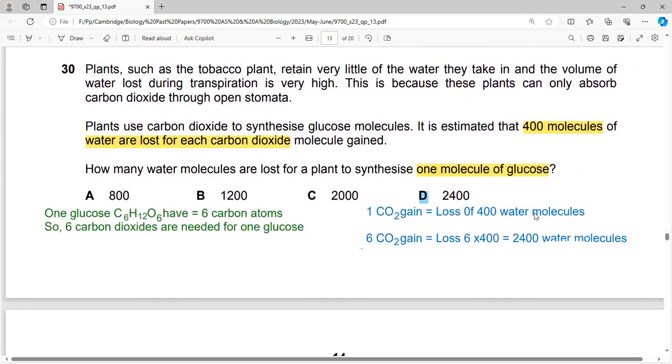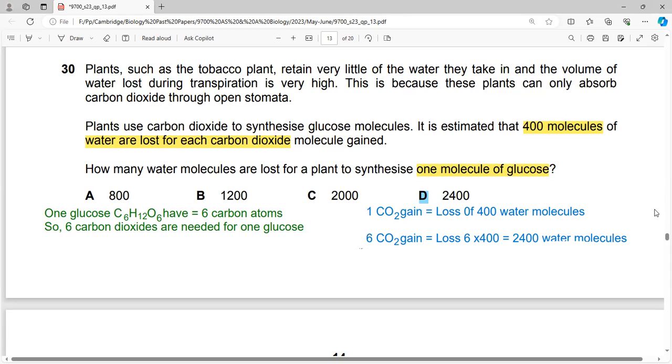We're going to proceed to question number 30 here. A plant such as the tobacco plant retains very little of the water it takes in, and the volume of water lost during transpiration is very high.